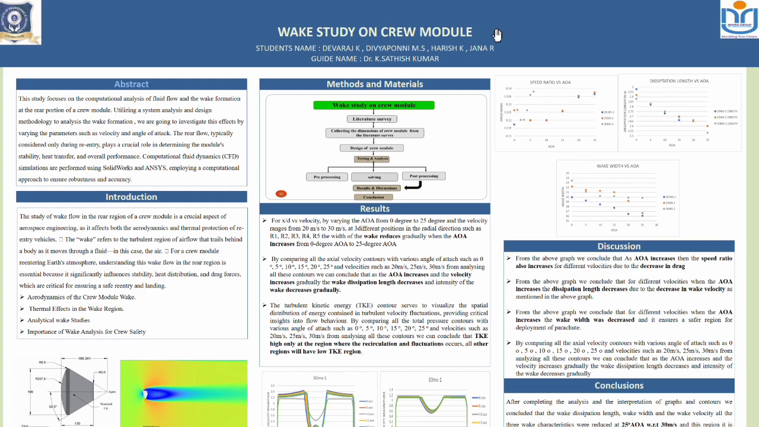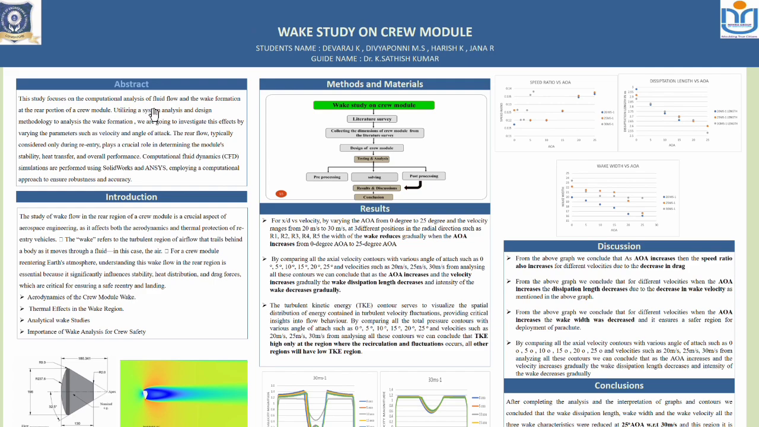We have done a project about wake study on crew module. We are a team of 4 people who have done this project. My teammates are Divyaponni, Harish, Jana, and my guide is Dr. K. Satish Kumar sir, who guided us for our project.